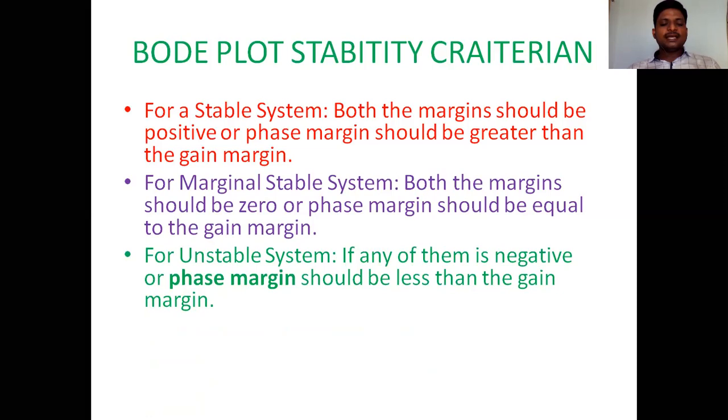Next, we will take another stability criterion: if one of the margins is negative, or phase margin should be less than gain margin. So if you are getting a negative phase margin, or a negative gain margin, or if you are getting a phase margin that is greater than the gain margin, then you can say that the system is an unstable system. So these are the 3 points based on which we can say whether the system is stable or unstable using the Bode plot.